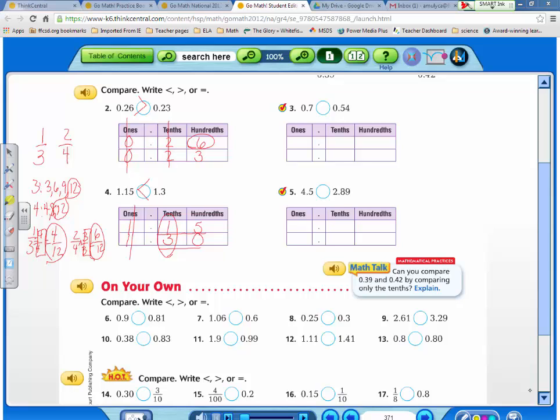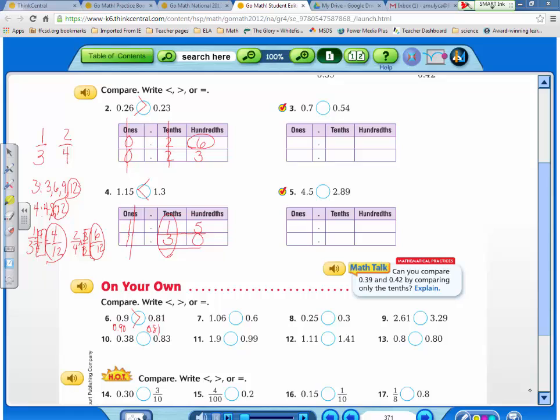Now when we get to these problems here where we have a traditional problem with the 9/10 and the 81 hundredths, I want students to rewrite them both in hundredths. So this first one we have 9/10, which we know is 90 hundredths. And then we have 81 hundredths. 90 hundredths is greater than 81 hundredths.